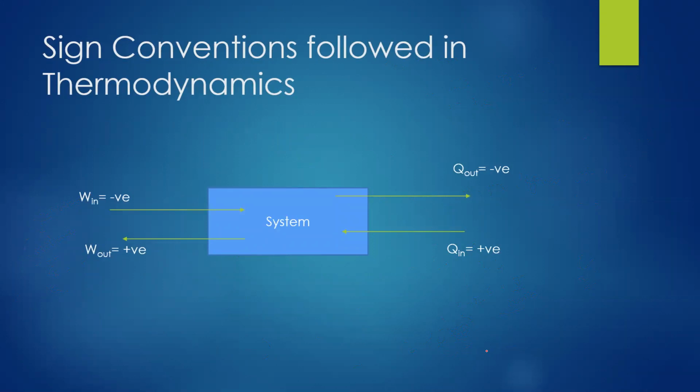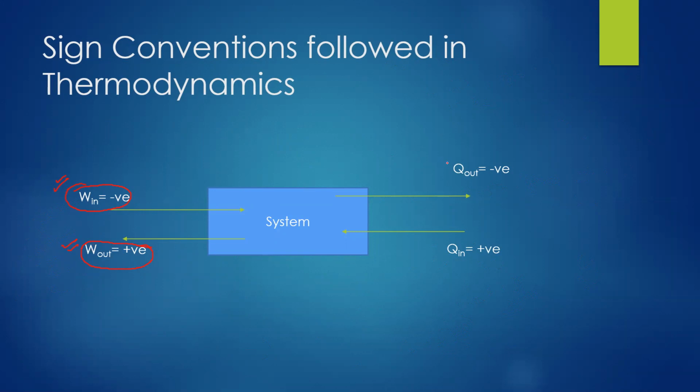Then this is something that we are going to have in thermodynamics from now, and it is going to be there with you forever. Work in is negative. If work is done on the system, then it is going to be negative. Remember that. Work done on the system is negative. Work done by the system is positive.